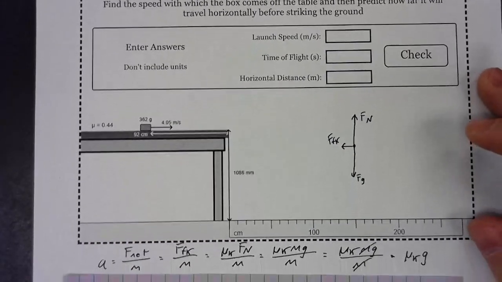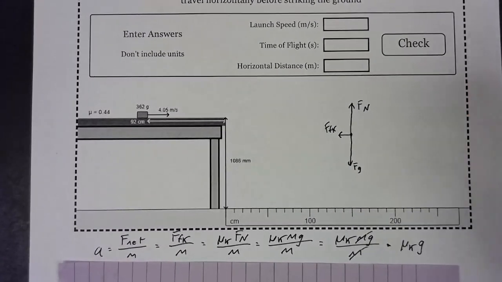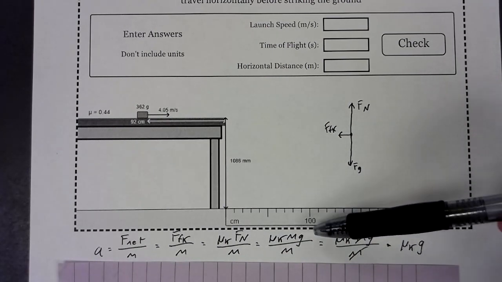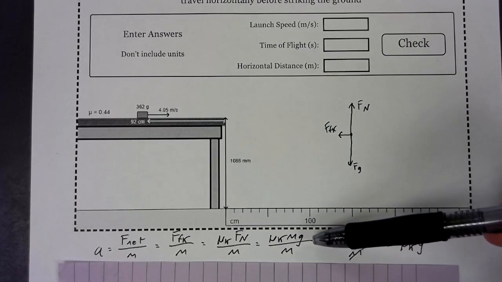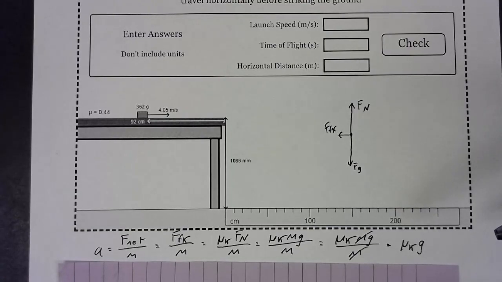Then let's write an expression for the net force. It is just the force of friction, and that would be given by the coefficient of kinetic friction times the normal force. We're on a level surface, so the normal force is equal to mg. Notice that mass is on the top and the bottom of the expression, so we can cancel that out. And the acceleration here would be given by mu sub k multiplied by little g.